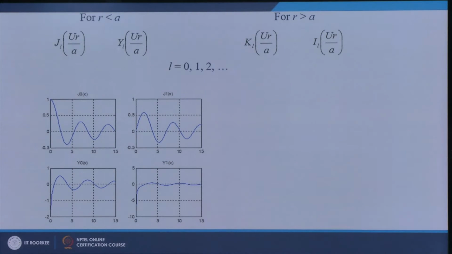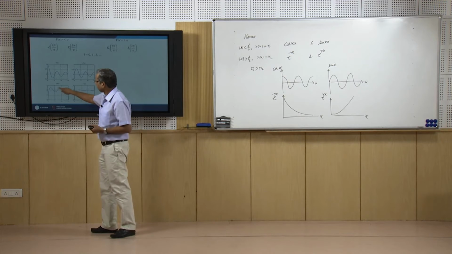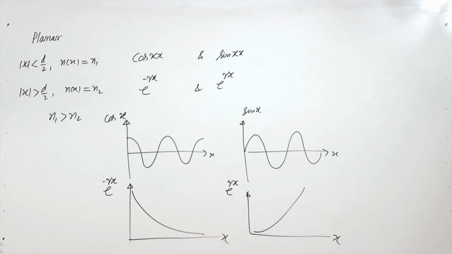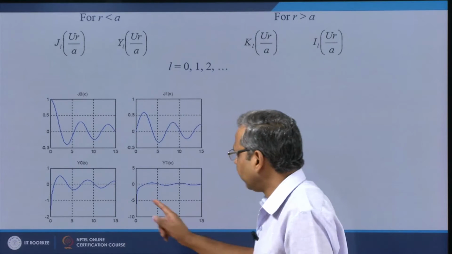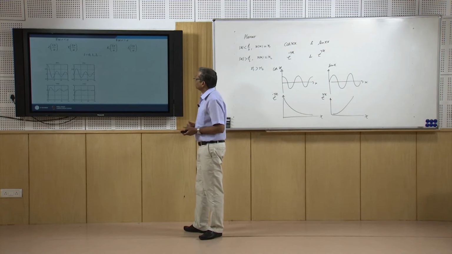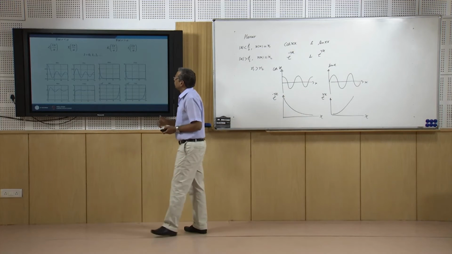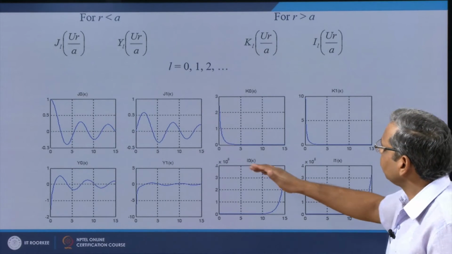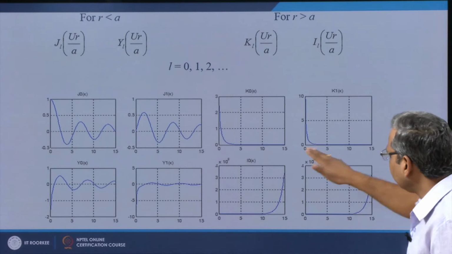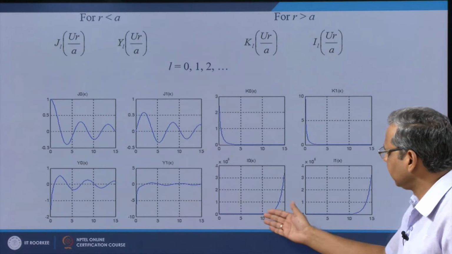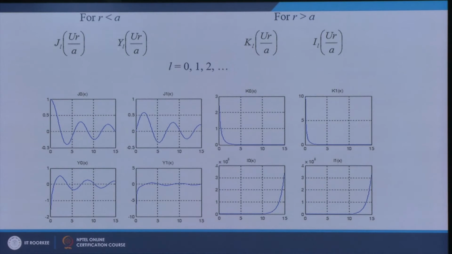If I look at y function, then y function is also oscillatory, but the only thing is that it blows up at x is equal to 0: y0, y1, y2, and so on. So, these are Bessel J and Bessel Y functions, and if I now look at Bessel K and Bessel I functions, then they look like this. Bessel K functions have asymptotically decaying behavior, and Bessel I functions have asymptotically amplifying behavior.